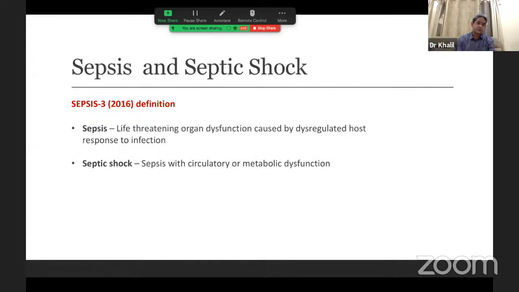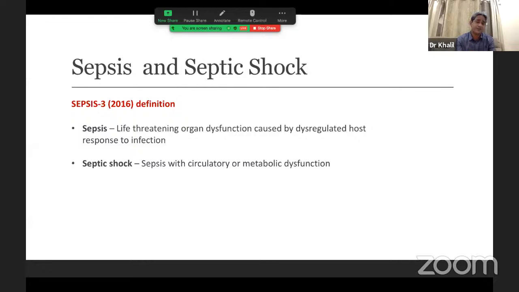Now coming to sepsis and septic shock. Now sepsis is a highly heterogeneous and multifaceted syndrome. Due to concerns with the non-specific nature of SIRS, a new definition of sepsis, that is Sepsis-3, was introduced. Now, according to this Sepsis-3 definition, sepsis is defined as a life-threatening organ dysfunction which is caused by dysregulated host response to an infection.